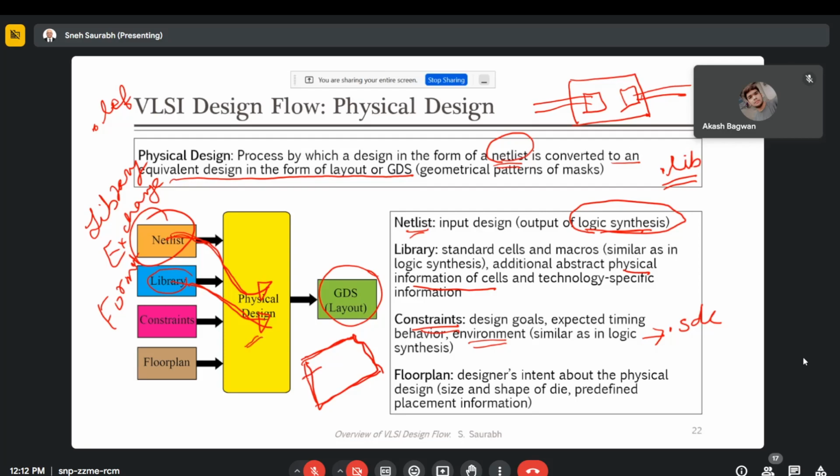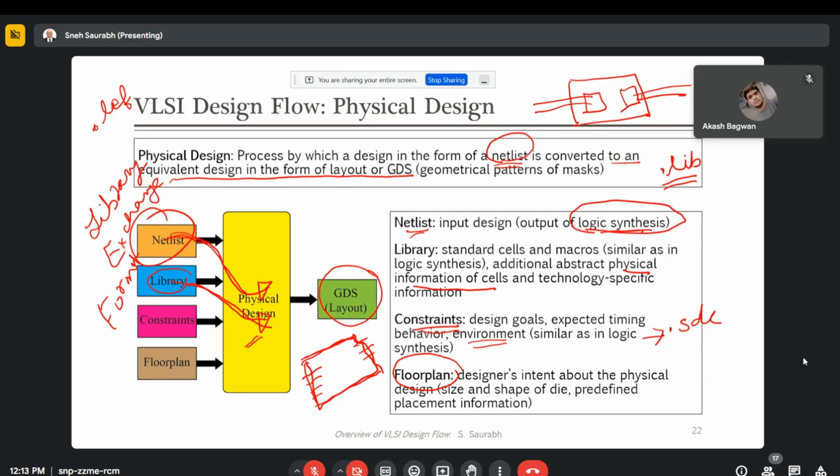Additionally, we might want to say that these are the input ports we want to place in this particular way on the periphery of our layout. These are the output ports, and these must be put at these positions in our layout, and these are known as IO cells. So we may want to specify the location of the IO cells, power cells, and so on. So these are the inputs which must be given by a designer to the physical design tool.